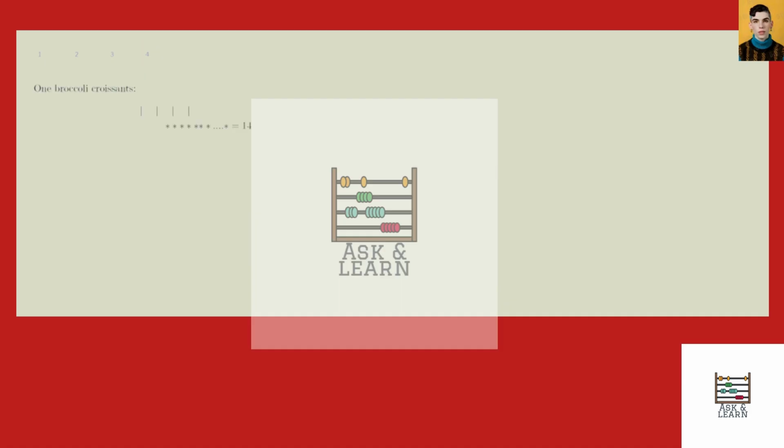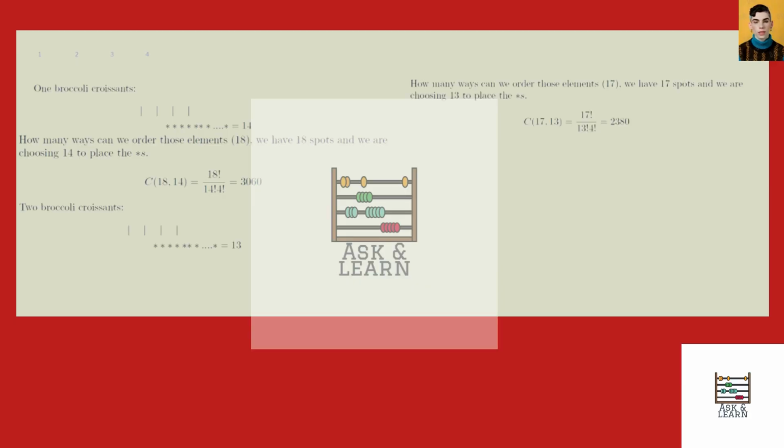What about if we choose 1 broccoli croissant? So we will have 5 spots, 14 croissants to place. So that is ordering these 18 elements. We have 18 spots, and 14 are gonna have the stars. So that gives us the combinatorial number 18 choose 14. For 2 broccolis, same idea. Now we have 5 spots, 13 croissants. So we have 17 spots, and 13 are gonna have stars. That's the combinatorial number 17 choose 13.